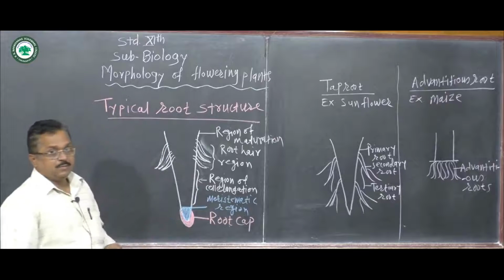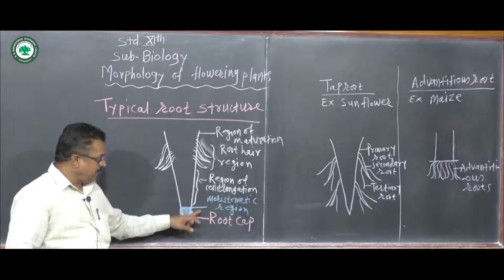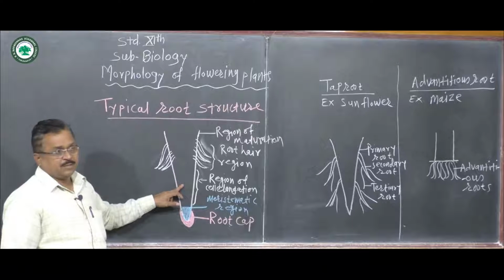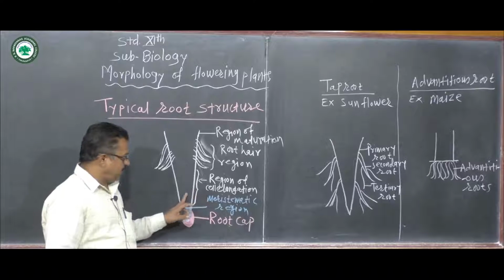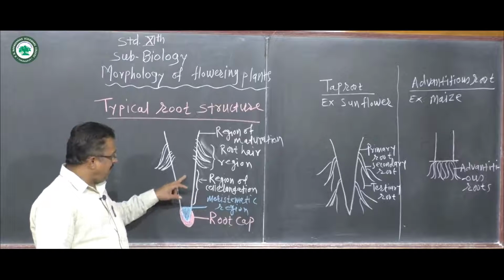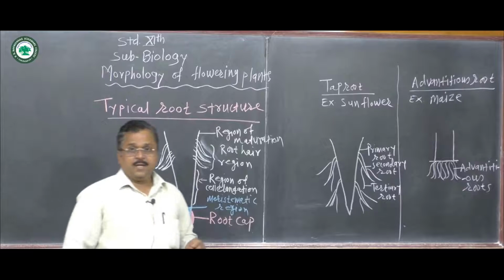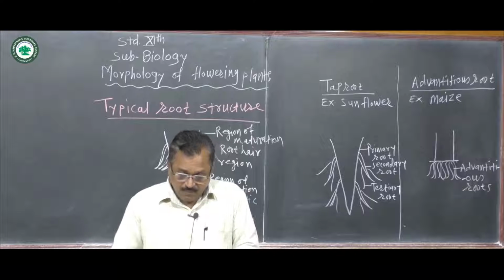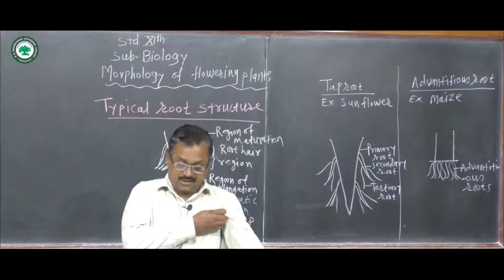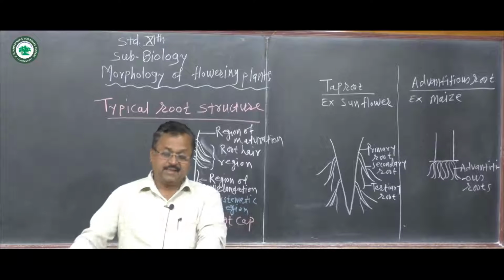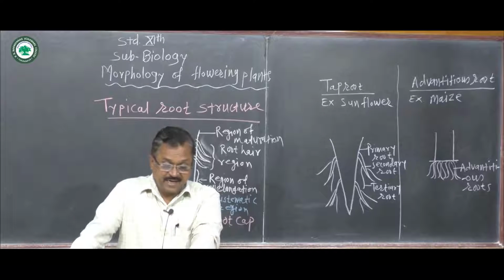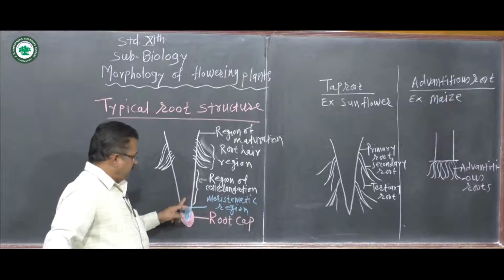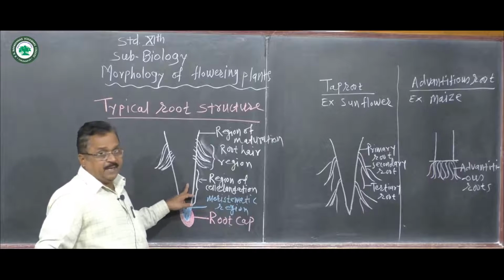cell elongation. Behind the meristematic region, the cell elongation region starts. In this region of cell elongation, the cells are elongated, and newly formed cells show rapid elongation to bring about an increase in the length of the root. These cells help in absorption of mineral salts also.